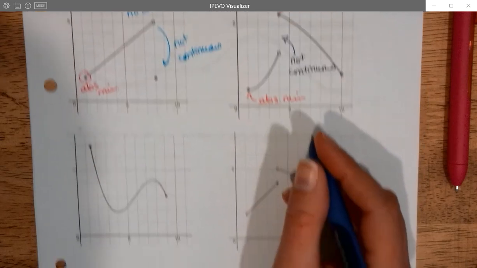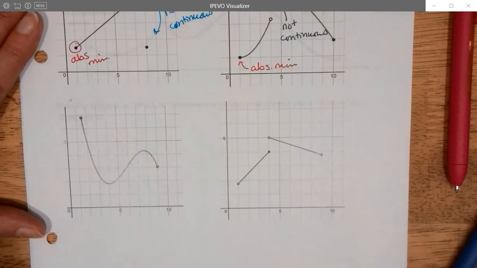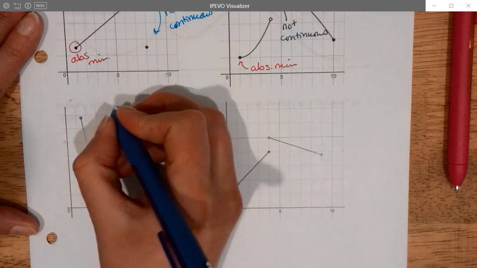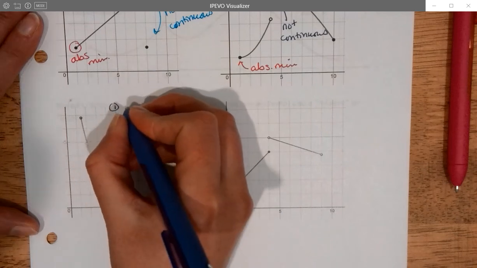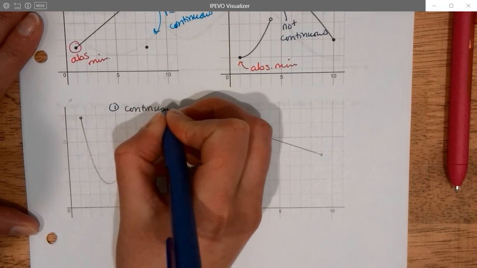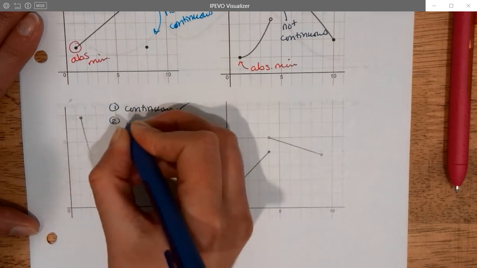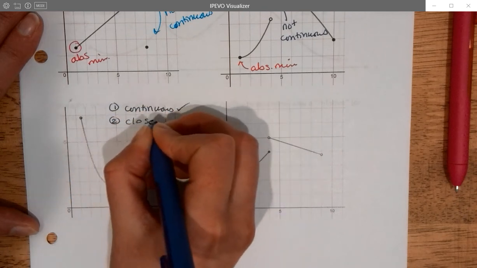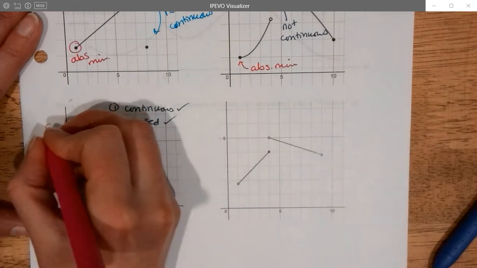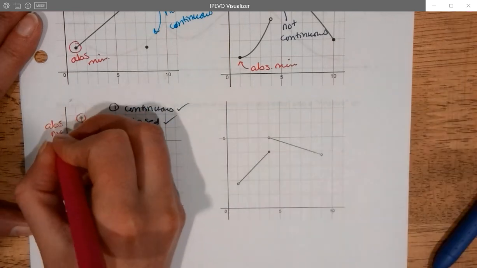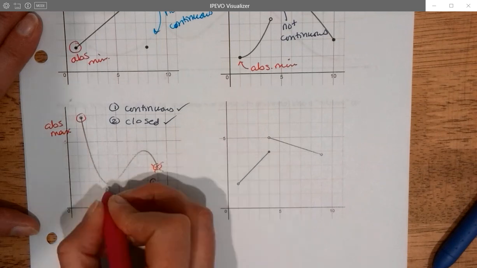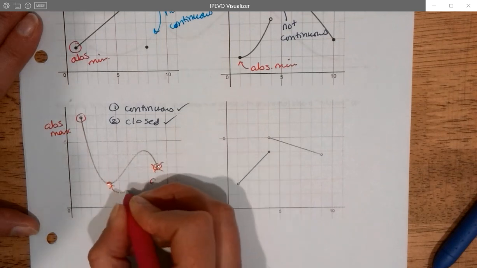Okay. In the next one, this one does satisfy the extreme value theorem because it is continuous and it is a closed interval. So it should have both. And we can see that it does have an absolute maximum, and it does have an absolute minimum, right there.